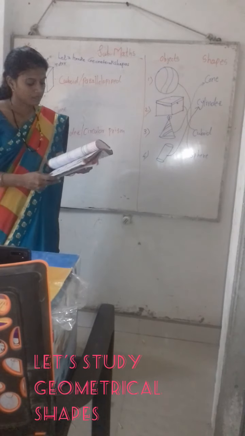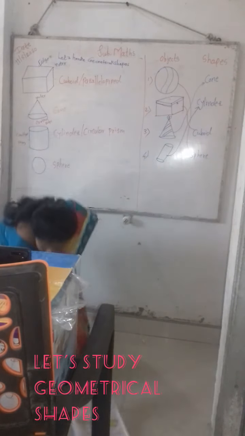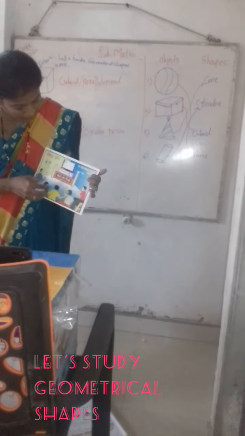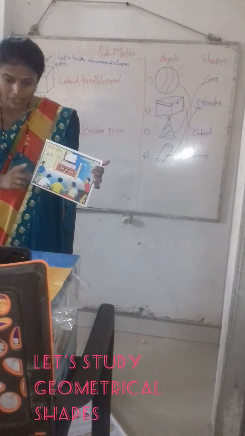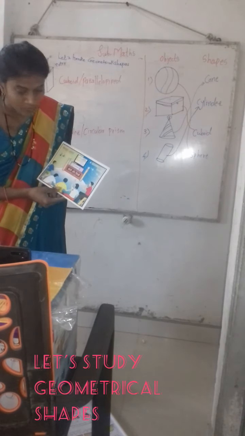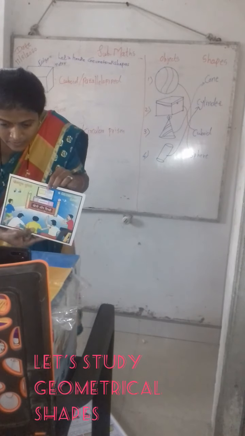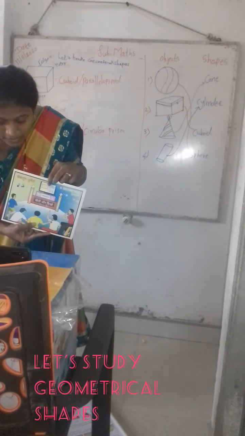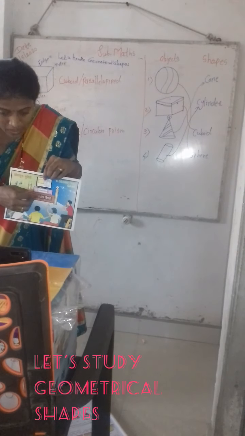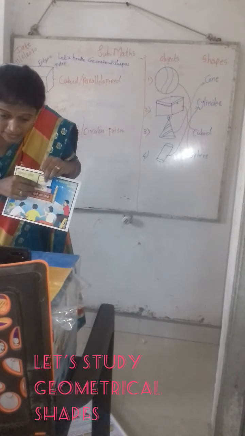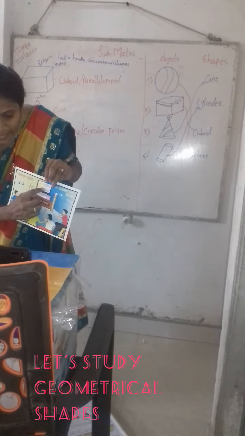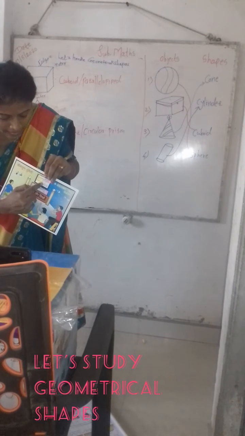See here. We will play one game. Here is the answer. I will ask you questions. What is the shape of this? Can you tell me? Its answer is B. B means it is a rectangle.